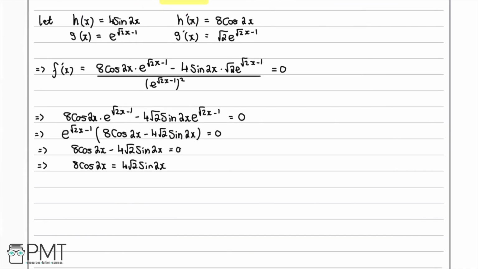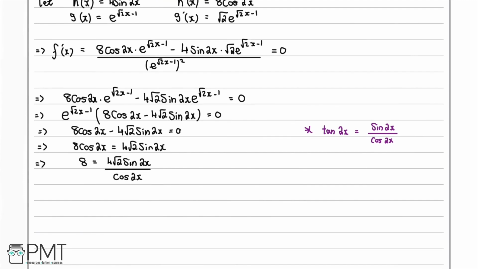So we know one thing that we can note: tan 2x is going to be equal to sine 2x divided by cos 2x. Therefore, we can now manipulate what we have to get it into a form where we have sine x over cos x. So if we now divide both sides by cos 2x, we're going to have that 8 is equal to 4 root 2 sine 2x, and we divide that by cos 2x.